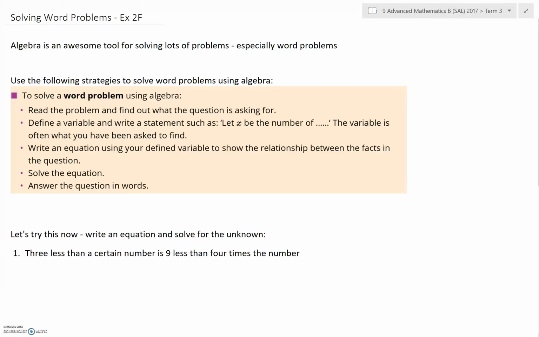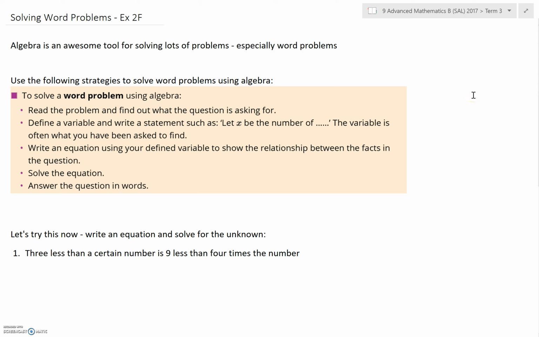Hi everyone, welcome back. So the next topic we're going to look at in relation to algebra is solving word problems. We did do a little bit of this last year, but we're going to work on that even more. So algebra, which you've already used a fair bit now, is a great tool for solving lots of different problems, but it's especially useful in turning word problems into something we can solve mathematically.